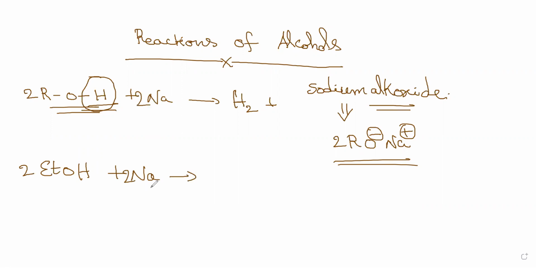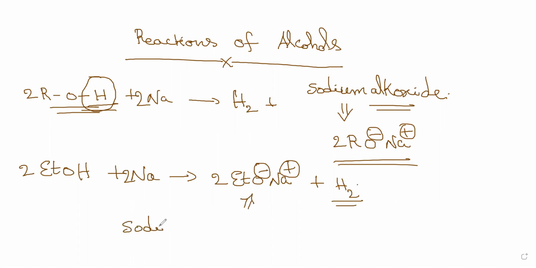So I get 2 moles of EtO⁻ Na⁺ plus H2. So this is called sodium ethoxide.